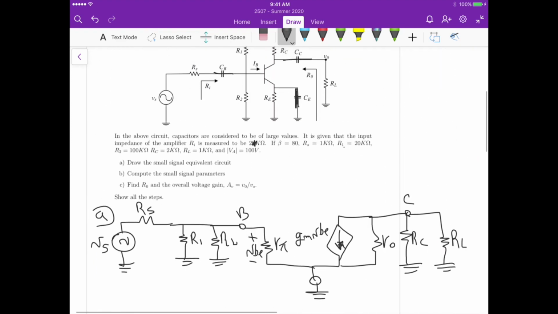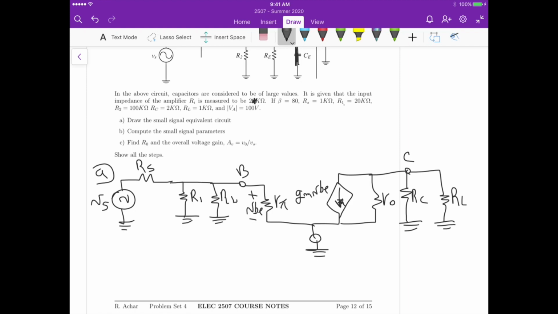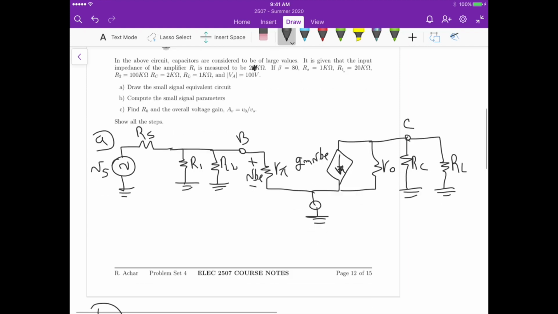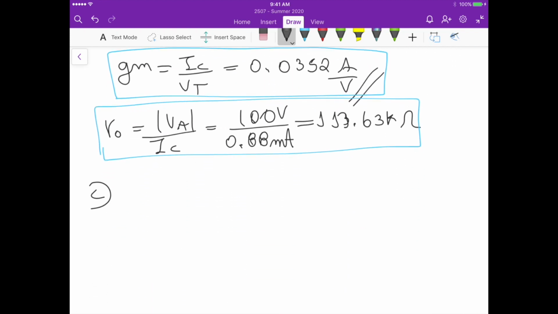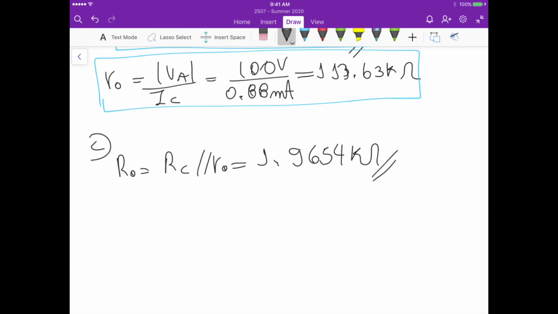Okay. Now for part C, we have to determine, so let me go up there. We need to find R out and the overall voltage gain AV. So the output resistance, we know that it's going to be just RC in parallel with ro. And this gives us 1.9654 kilo ohms. And then for the AV, we know that's AV1 times AV2, which is pretty similar to question 10, right?